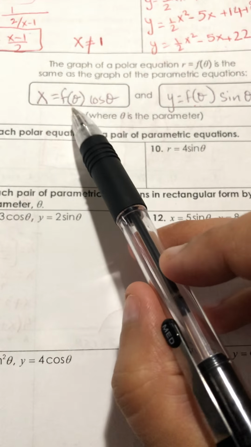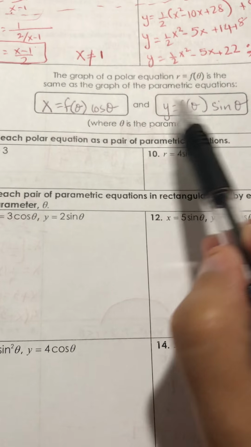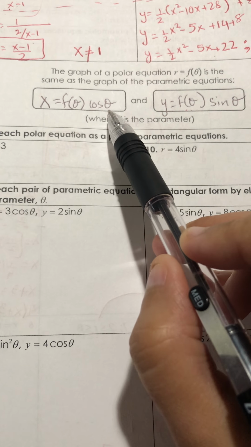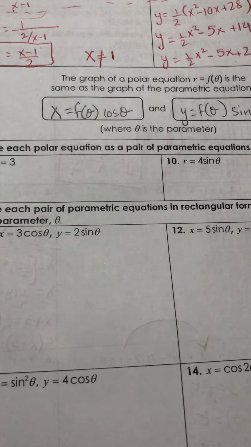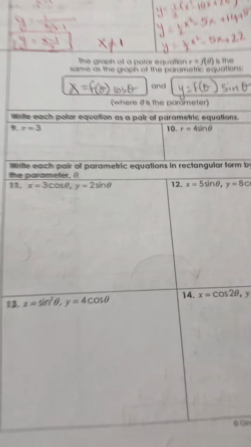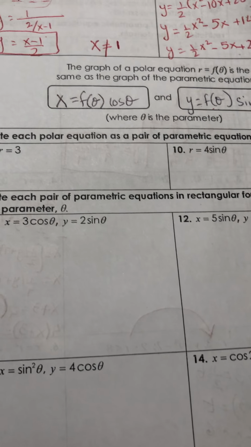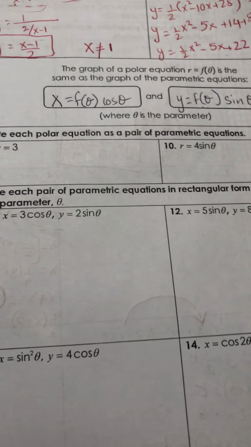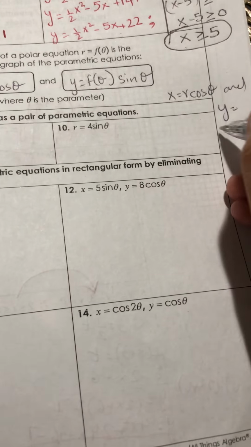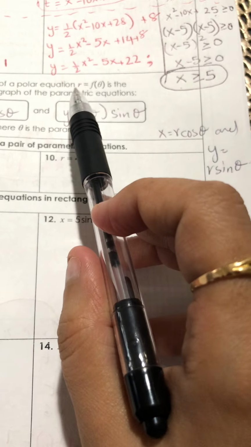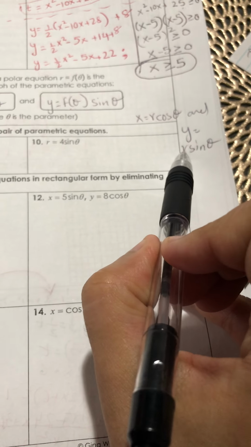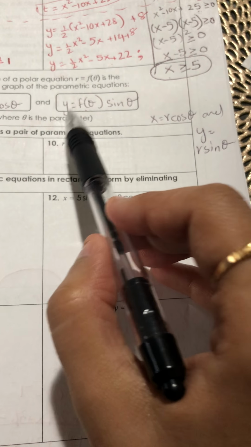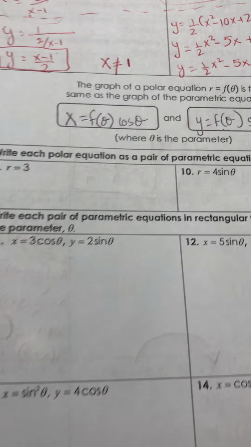Parametric equations have two equations in which both depend on the same parameter. Here we can see they both depend on theta. If you remember the rectangular equations x equals r cos theta and y equals r sine theta, we are just replacing r here with f theta. That's why we get x equals f theta cos theta and y equals f theta sine theta, where theta is the parameter.